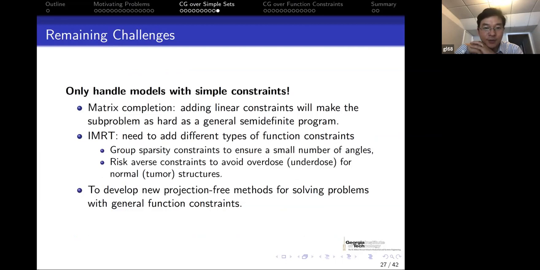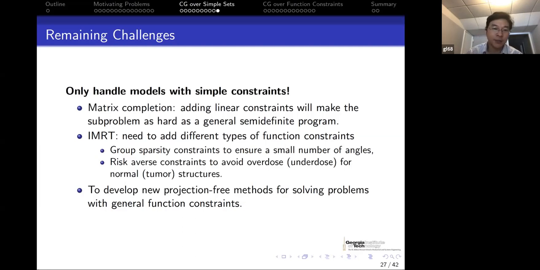Okay, but one of the limitations of conditional gradient is that this algorithm only handles very simple models, okay? It requires the linear optimization over a simple convex compact set, okay? For example, in the matrix completion problem, if we add some simple linear constraint, we'll make the subproblem as hard as a general semidefinite program, okay?